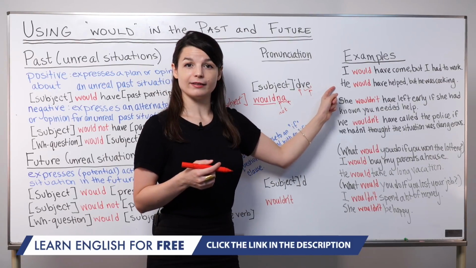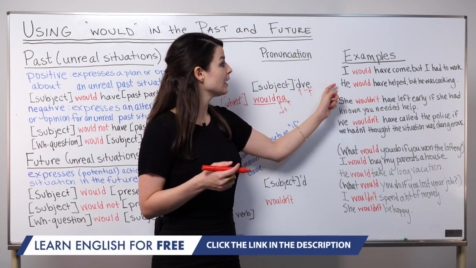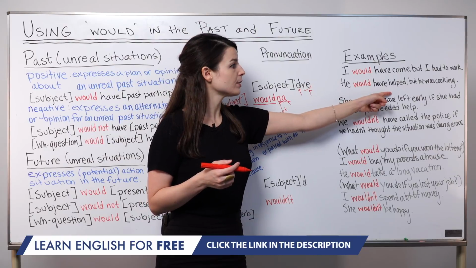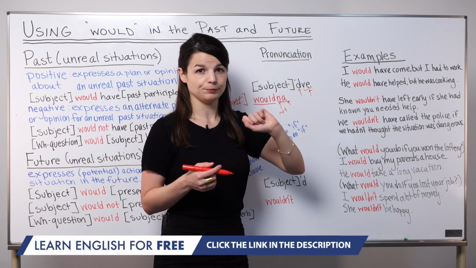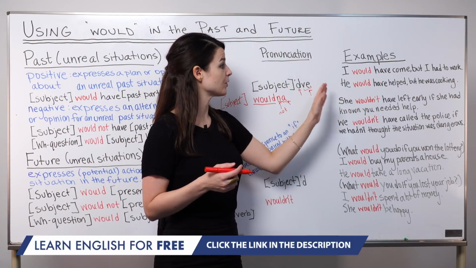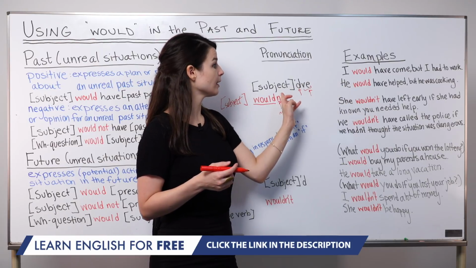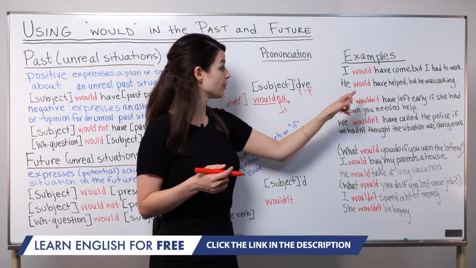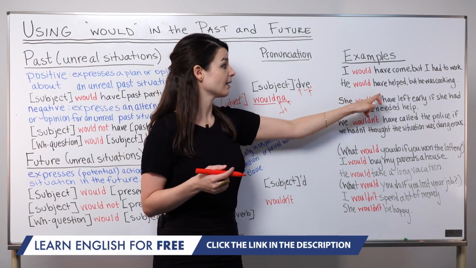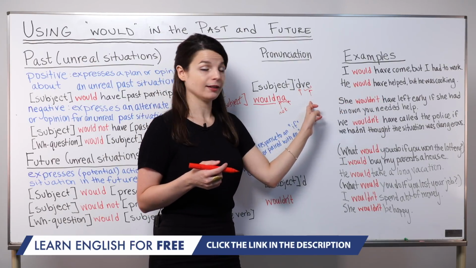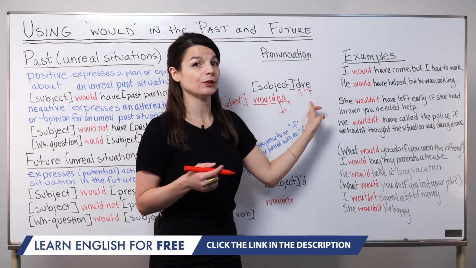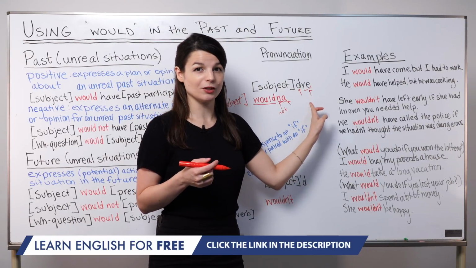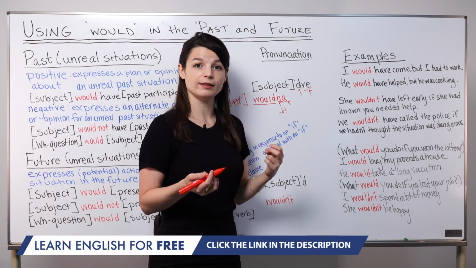Let's look at another example with a different subject. He would have helped, but he was cooking. Again, my subject, he, connects to the would word, which is reduced to d, and have becomes v. So he'd have helped, but he was cooking. He'd have helped, but he was cooking, is how a native speaker would say this.